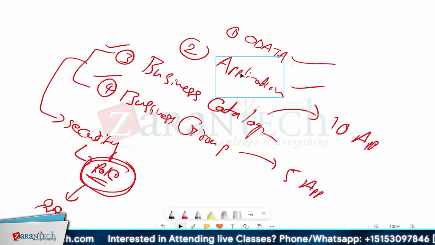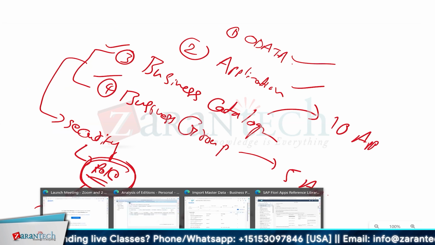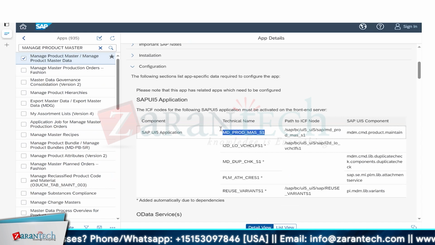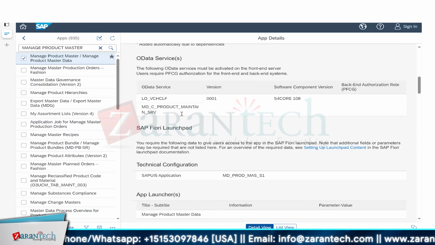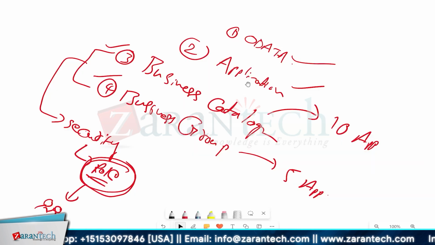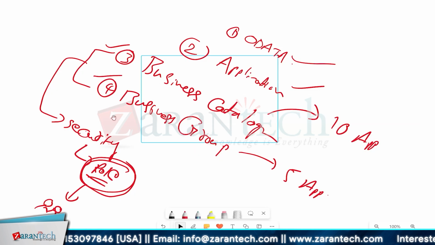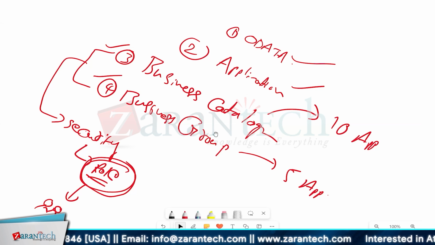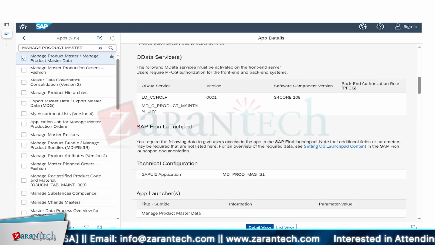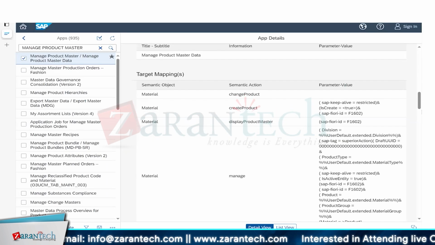But Basis doesn't know which application you want to activate. So what is the OData and application name for that? That's where you need to go to the SAP Fiori application library, search with your application name, get your UI application and OData service, and provide the details to them. Once this is done, the second part is business catalog and business groups. This business catalog also is already available over here, if you scroll down.